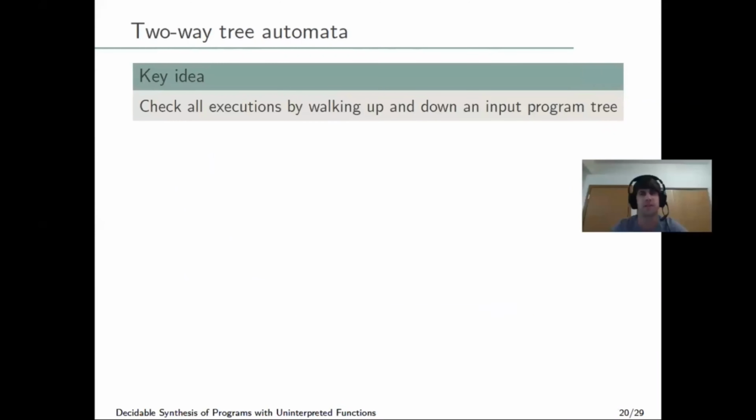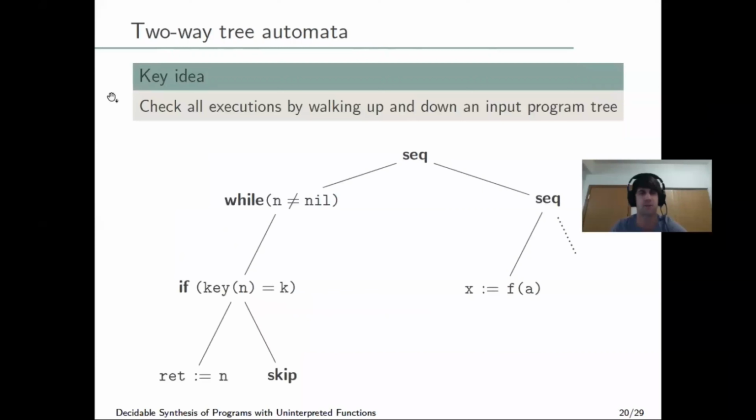And what we have here is a picture of how we use two-way tree automata to define a set of correct program trees. So program trees that only generate correct executions. And we can use our word automaton for correct executions, and we can simulate it up and down an input program tree. This is what two-way automata allow us to do. So I'll just show you a picture of that happening.